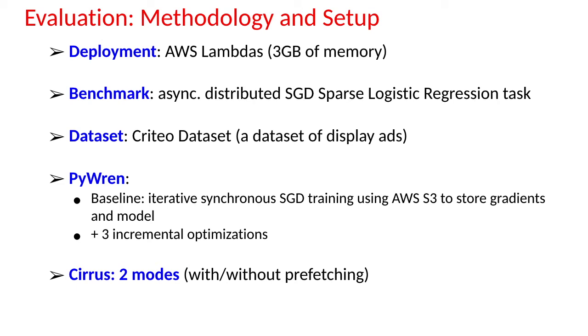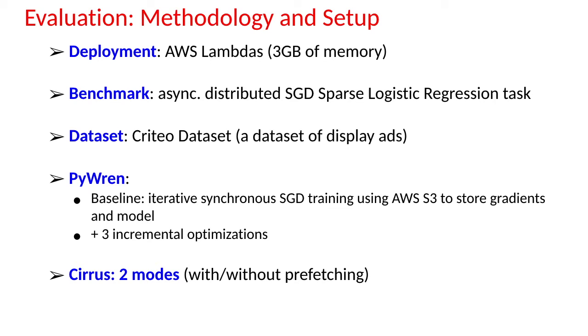For evaluation, it runs the serverless system, CIRRUS, on AWS Lambda. In all experiments with the serverless system, the training dataset was stored on AWS S3. For deployment, it uses AWS Lambdas with 3 GB of memory. As a benchmark, it uses an asynchronous distributed SGD sparse logistic regression task. The dataset used is the Criteo dataset.